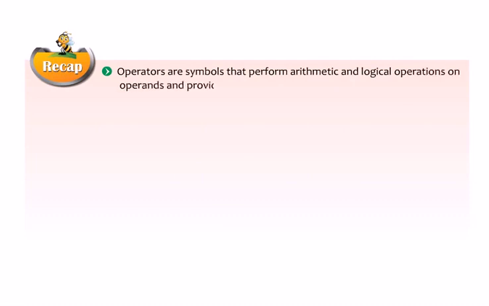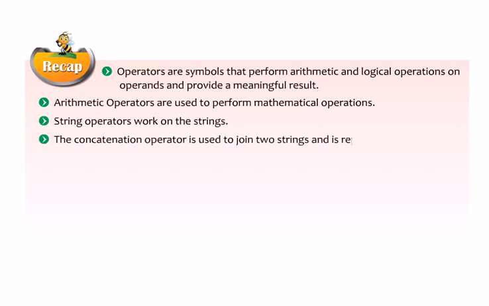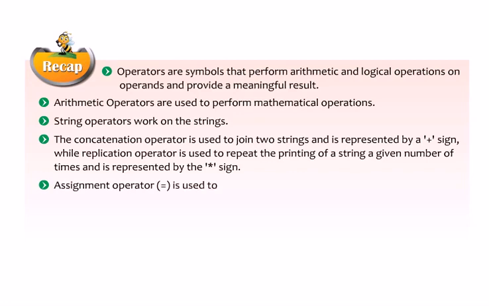Okay, let's take a recap of this lesson. Operators are symbols that perform arithmetic and logical operations on operands and provide a meaningful result. Arithmetic operators are used to perform mathematical operations. String operators work on the strings. The concatenation operator is used to join two strings and is represented by a plus sign, while the replication operator is used to repeat the printing of a string a given number of times and is represented by the multiplication sign. Assignment operator is used to assign the value of an expression to a variable.